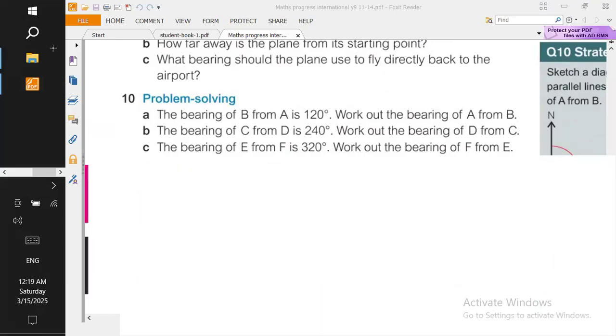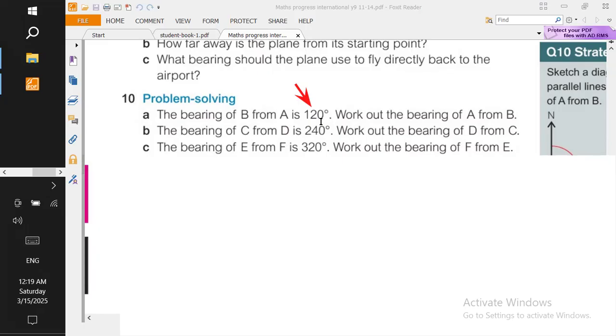Now, if I look at the question, I'll notice that they gave us one of the bearings. So the first one is 120. They told us that the bearing of B from A is 120. Work out the bearing of A from B. So basically, they are going to give you one bearing and you're going to find the other. If the bearing that they gave you is less than 180, you just have to add 180. If it's more than 180, you have to subtract 180.